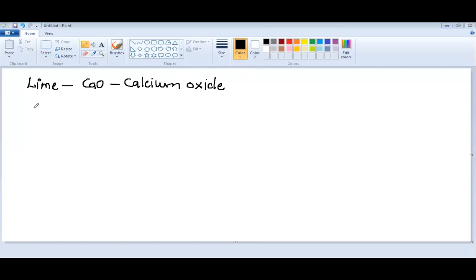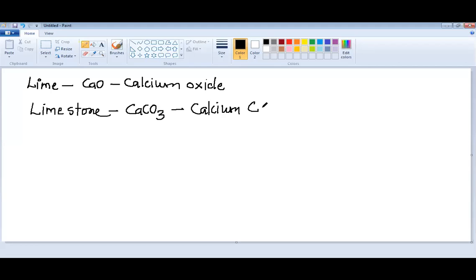Same way, my dear students, we have studied about the limestone. And this limestone we have written as CaCO3, calcium carbonate. So here you can easily understand that we have two names for this CaO. But then how do we prepare this formula?